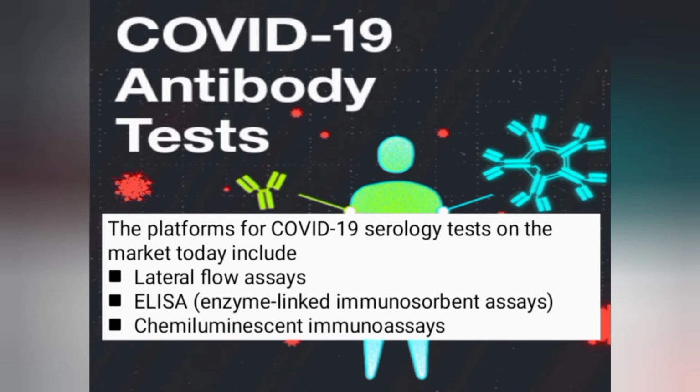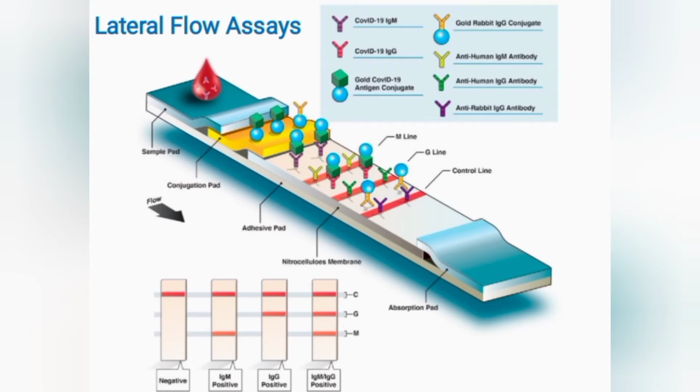The platforms for COVID-19 serology tests on the market today include lateral flow assays, ELISA, and chemiluminescent immunoassays. COVID-19 serology testing relies on the targeted antibodies binding to SARS-CoV-2 specific antigens. Blood serum is collected and applied to a testing platform that contains copies of viral antigens. Capillary action draws the blood through the device where it mixes with the antigens. If the patient has developed antibodies in their blood against SARS-CoV-2, the responding antibodies will recognize and bind to the antigens, indicating past exposure to SARS-CoV-2.